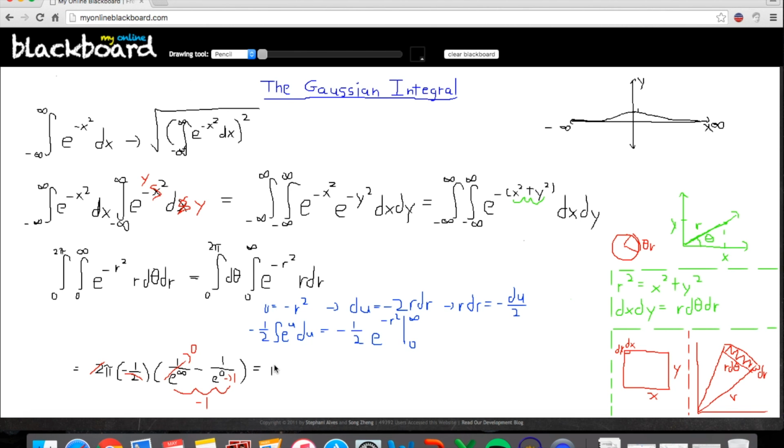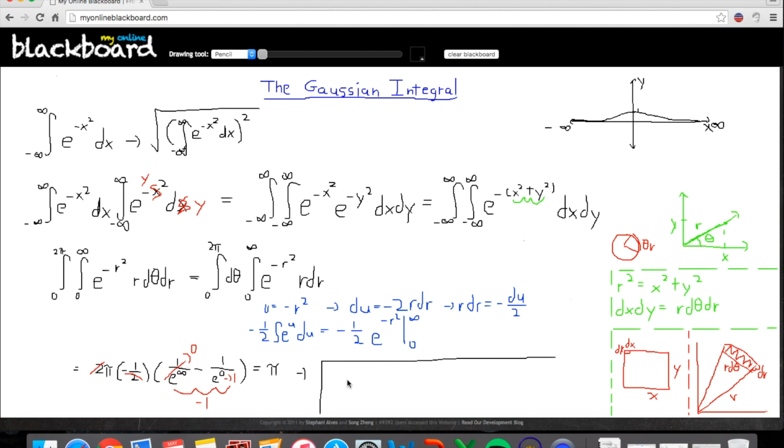And now, here's where we come to our conclusion. Remember that we did this being the entire squared of the integral we were trying to initially solve. So the integral from negative infinity to infinity of e to the negative x squared dx, and the entire thing squared is pi. So we end up with our conclusion, and I'll box it so it's clear.